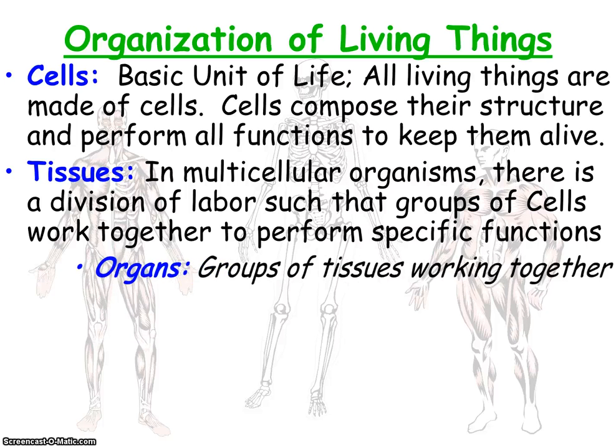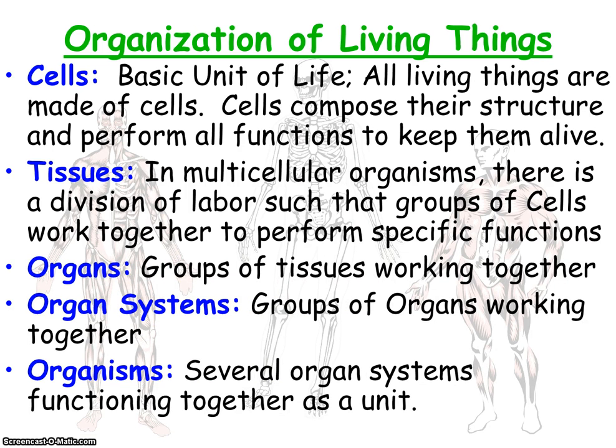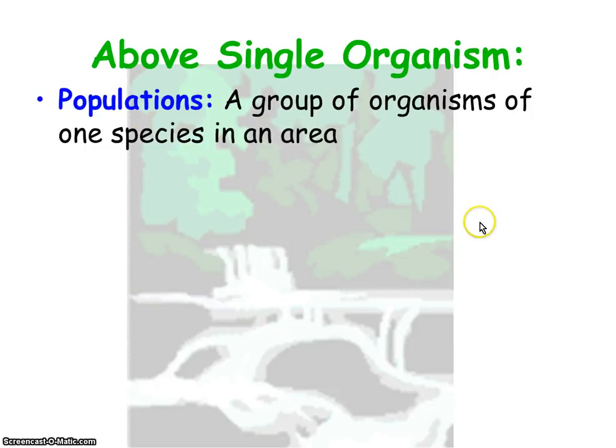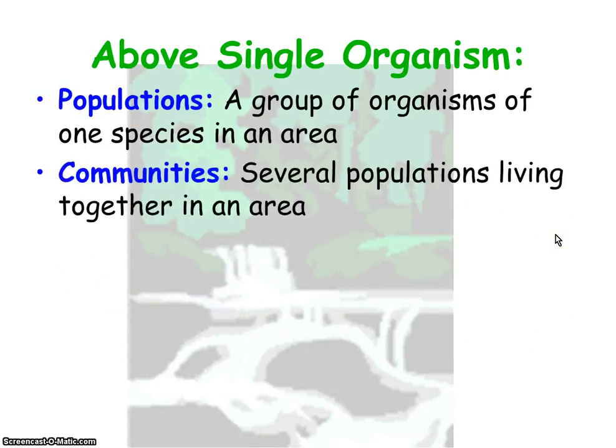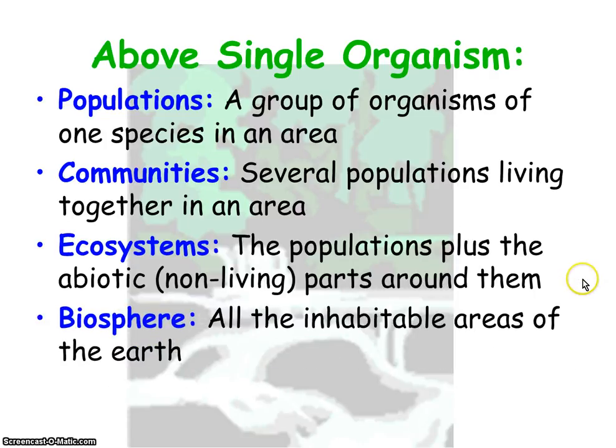And so tissues then form organs. We end up with organ systems, and then an organism, which is composed of all of these cells organized into these higher levels. Above the single organism level, we'll get to this much, much later in the year. Population, which is a group of organisms. Community, several populations. An ecosystem, which is several populations, but then adding in non-living things in the area. And then the biosphere, which is the entire area of the earth where living things exist.